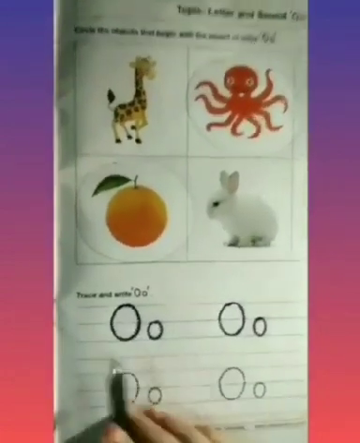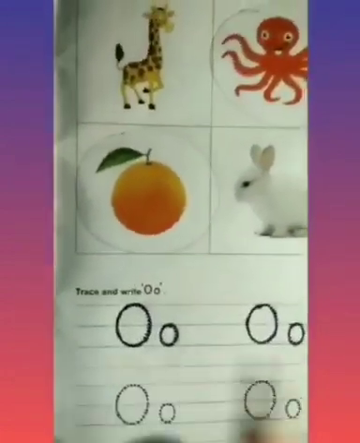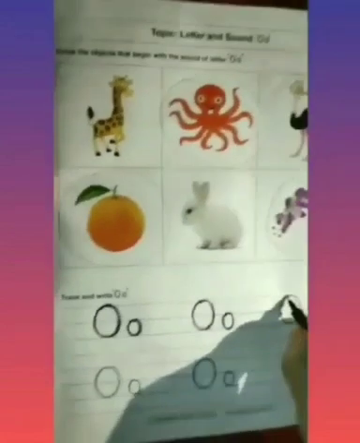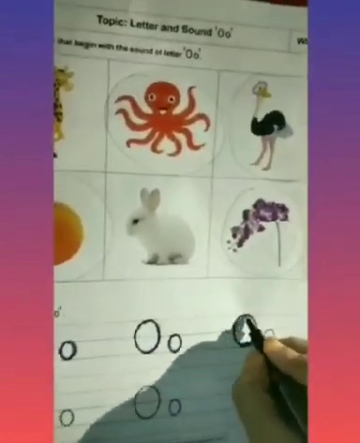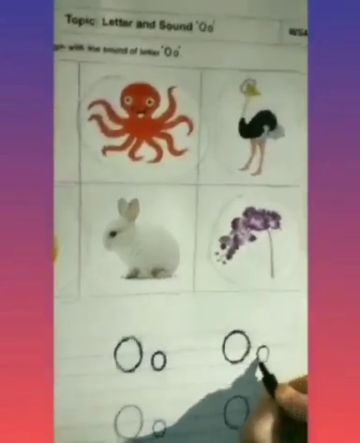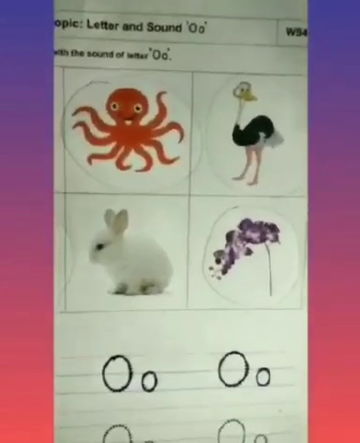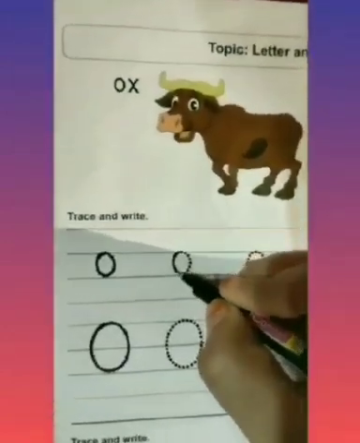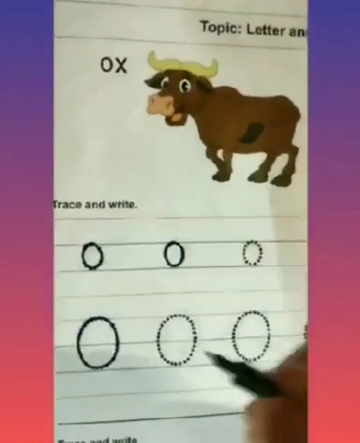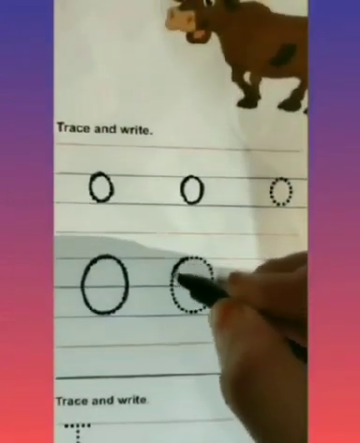Orchid. Now here trace and write capital O and small o. Turn your page. Here also small o, capital O.